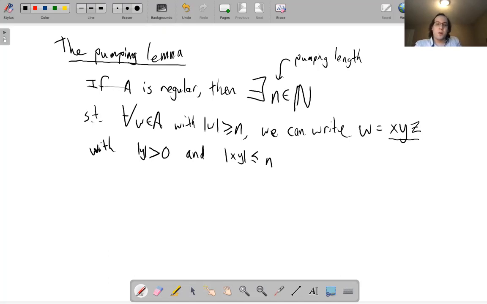Okay, so the string y is going to be the key part of this decomposition xyz. The string y is going to be non-empty, and it occurs within the first n symbols of w. And then the key property is that for all i in N, x y^i z is also in A.